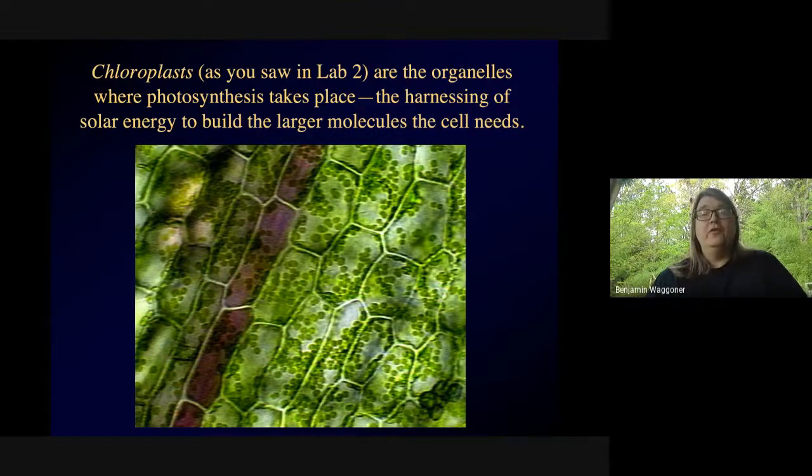But plants, of course, use photosynthesis to build large molecules. And then when you eat a salad, you take those large molecules and break them down for the energy that you need to run your own metabolism. And so it goes. It's the circle of life. Right.